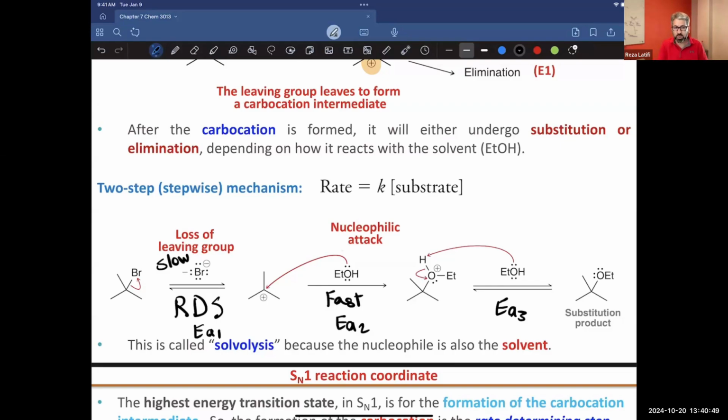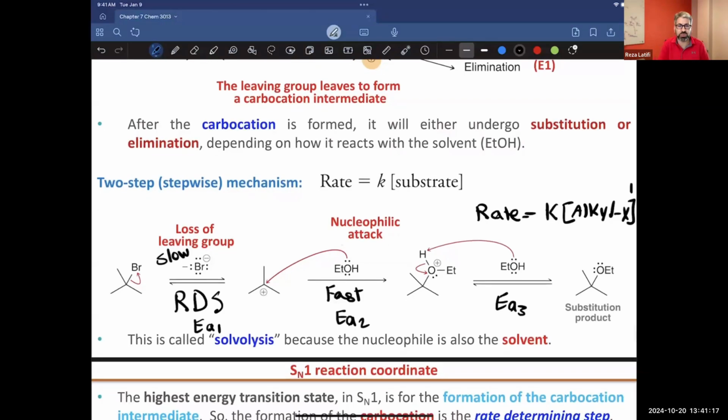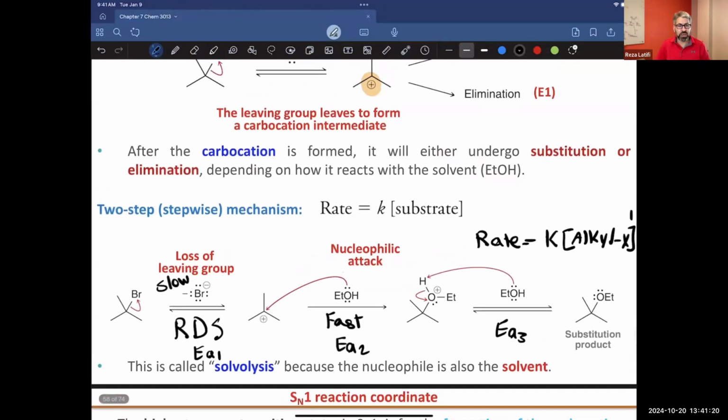And the question: what do I have inside the first step? The only thing I have is a substrate that is losing a leaving group. So the rate of the reaction, or the rate law, is going to be equal to k multiplied by the concentration of, for example, the alkyl halide. And how many of them? Just 1, so this one will be to the first power.